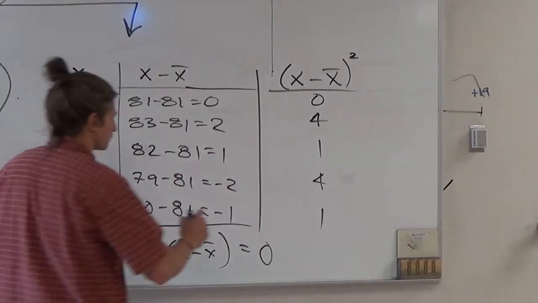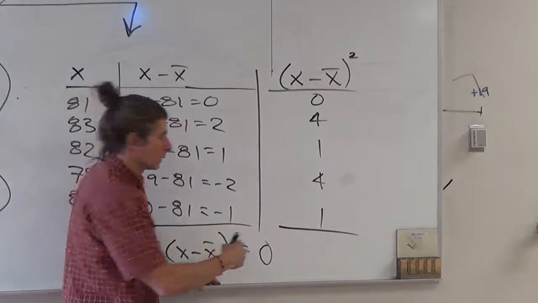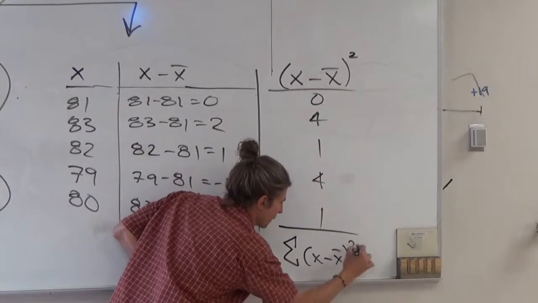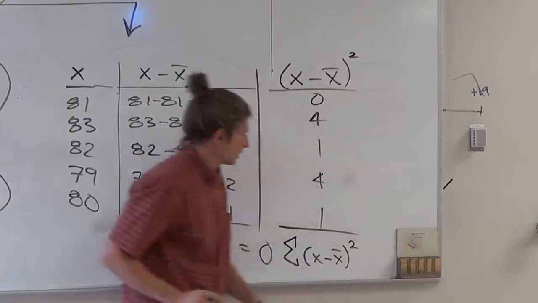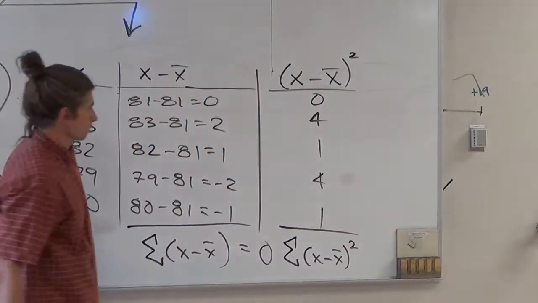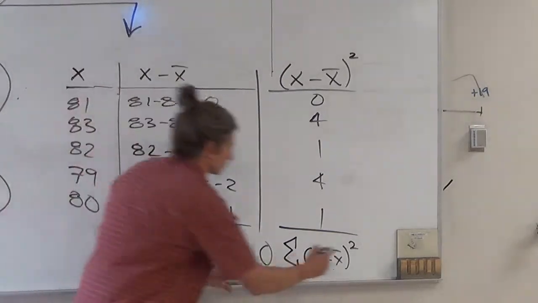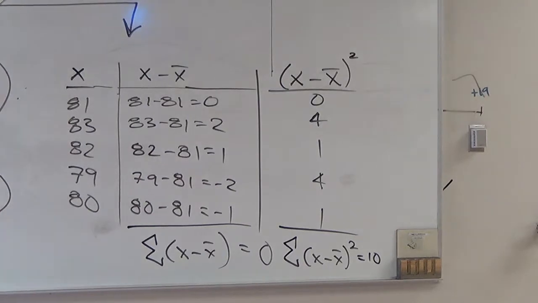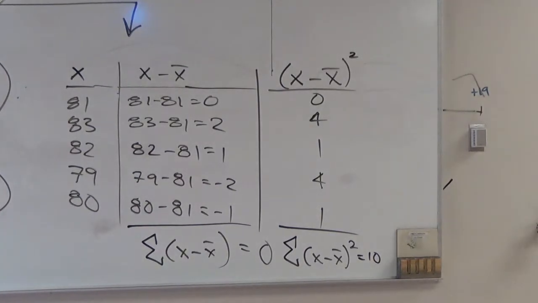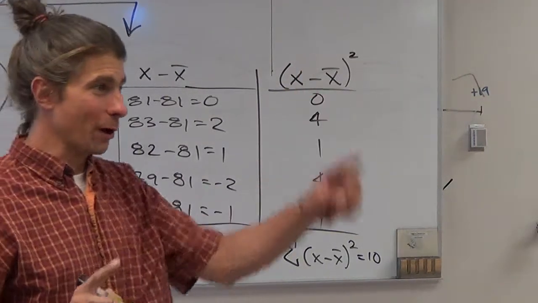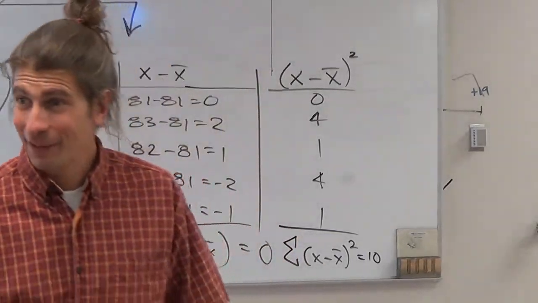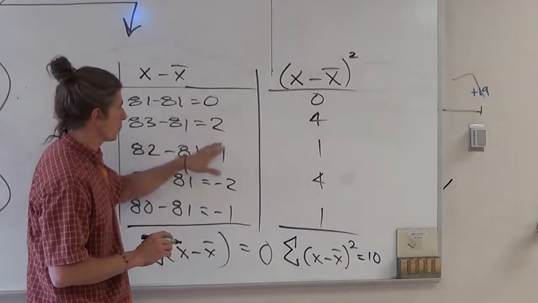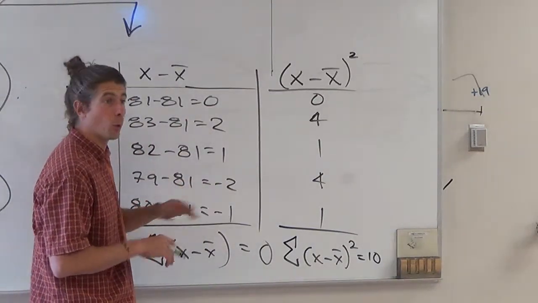Let's add it up, shall we? Let's add these up. Sum up the squared deviations from mean. That's attached. What do you get? 10. 10 what? 10 points. Careful, one more word. 10 points squared. That's 10 squared points, isn't it? Because remember, these were all points. 0 points, 2 points, 1 point, -2 points, -1 points.